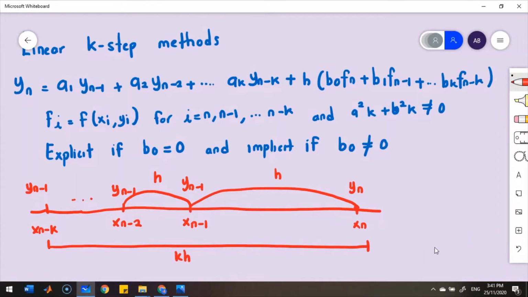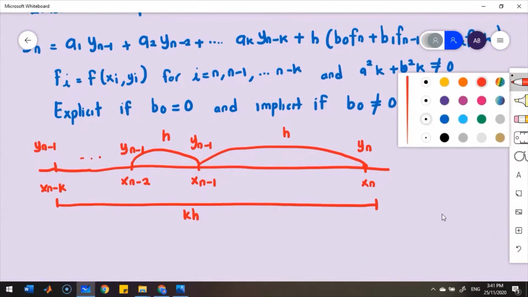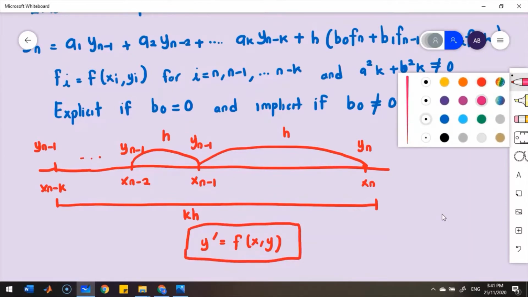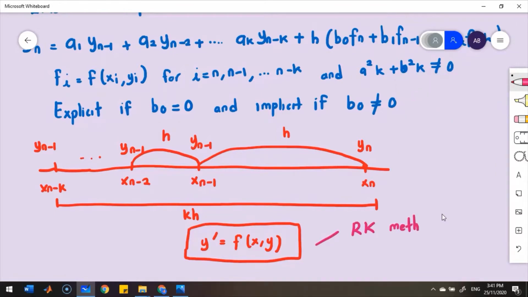Okay, so to solve an ordinary differential equation such as y prime equals f of x, y, we can use two methods. They can be RK methods, and also linear multi-step methods. RK method uses one step from xn minus 1 to xn, where you obtain your yn with step size h. Now linear multi-step method, you can have up to k steps. Two steps will be from xn minus 2, yn minus 2, where you take two steps to get to yn.